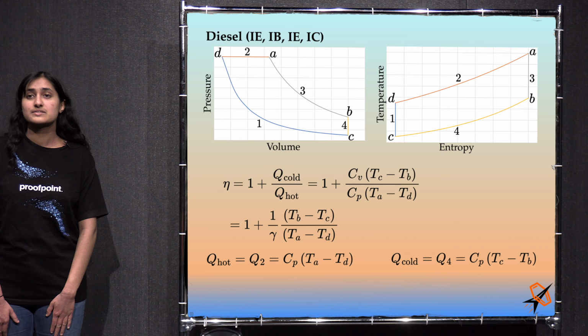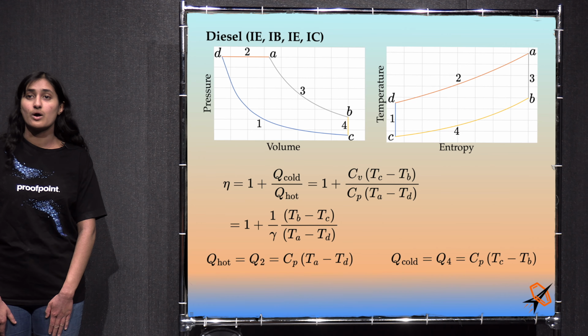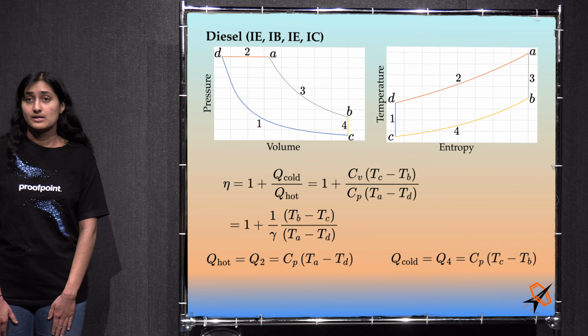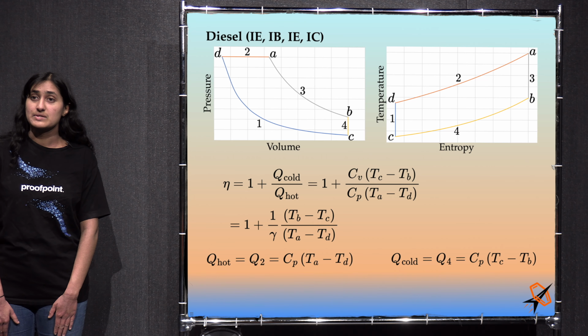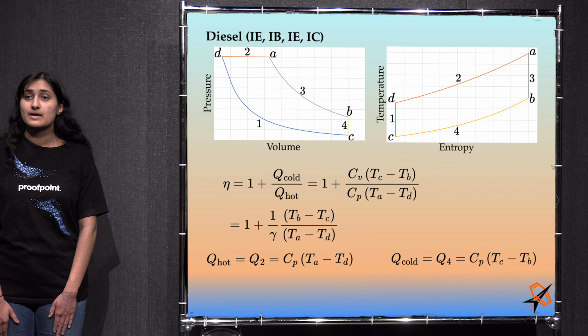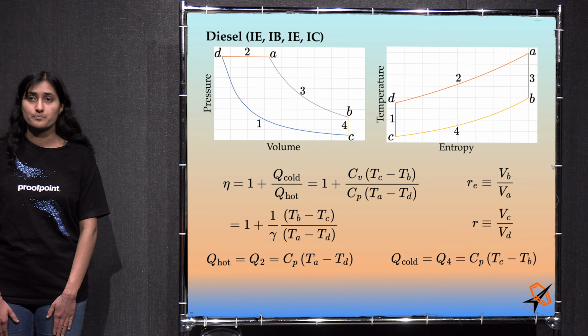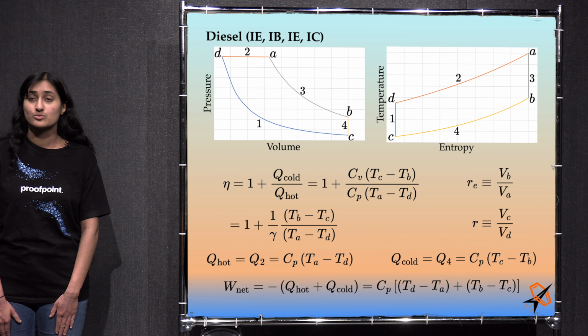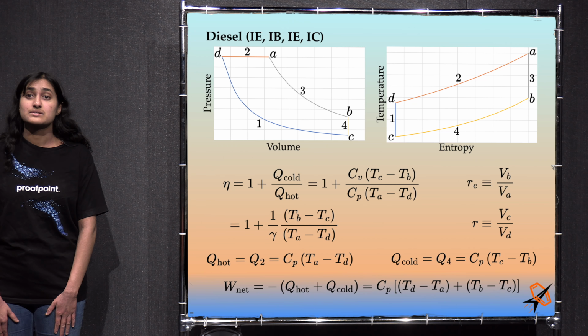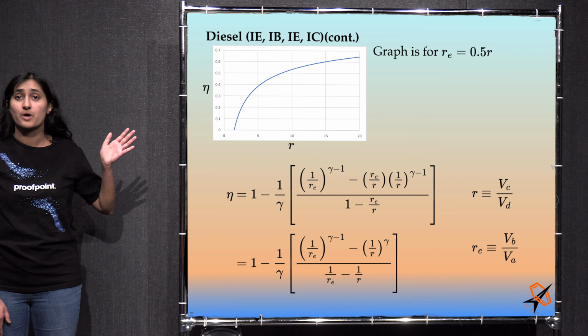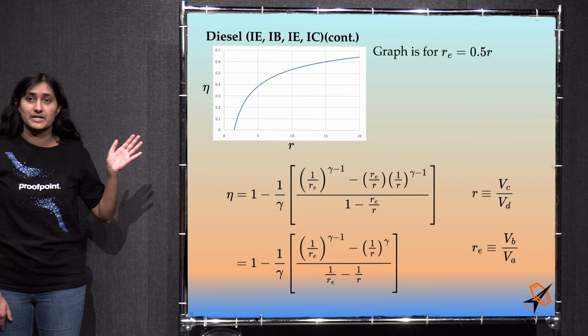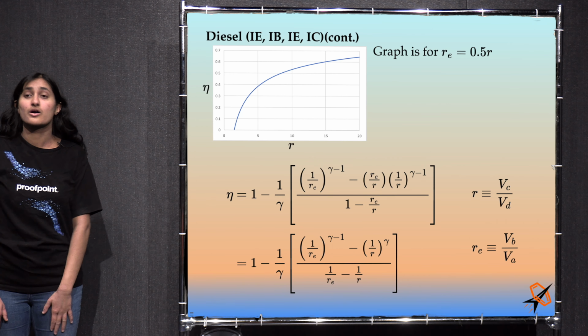For a diesel engine, eta still equals 1 plus Q cold over Q hot after removing the absolute value signs. Q hot is now Cp times TA minus TD, and Q cold is Cv times TC minus TB. Note how Cp goes with the isobaric step and Cv with the isochoric step. Diesel engines have an expansion ratio in addition to a compression ratio. As listed, the expansion ratio is Vb over Va. The net work is negative Q hot plus Q cold, or Cp times TD minus TA plus Cv times TB minus TC. Because of the expansion ratio complicating the math, the efficiency expressions are more complicated, but the graph shows the same trends as the Otto and Carnot engines.